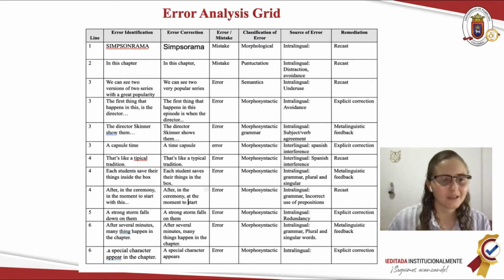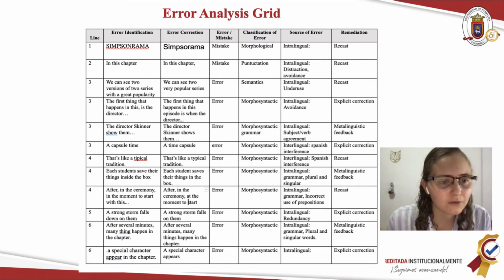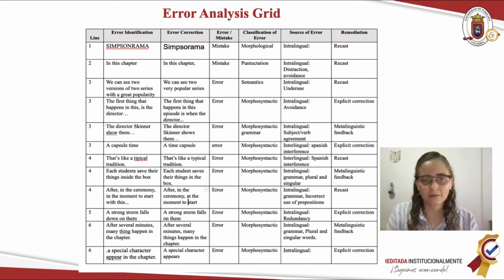The third one is where the student wrote, "We can see 2 versions of 2 series with a great popularity." The correction is, "We can see 2 very popular series." It's an error, and it's in the semantics. The classification is interlingual. It is underused because here the student is using words that have the same meaning. So the recast is going to be telling the student to restructure this phrase to make it direct and easy to understand and to avoid phrases with the same meaning.